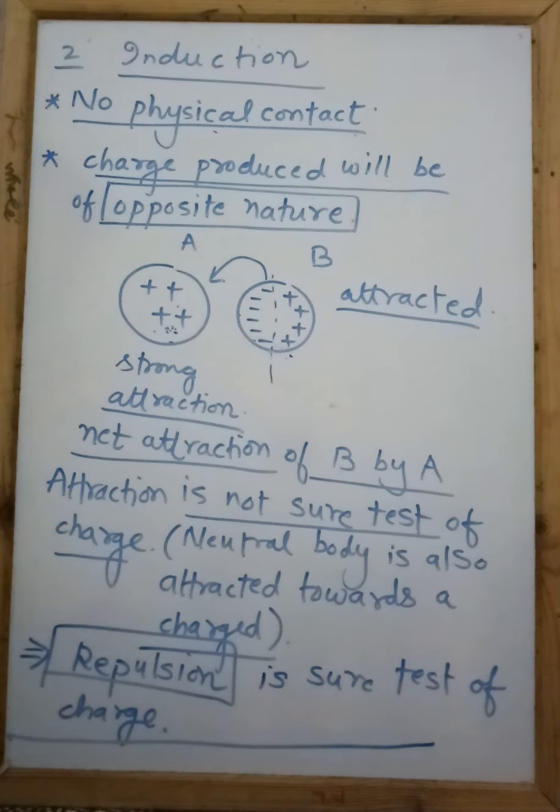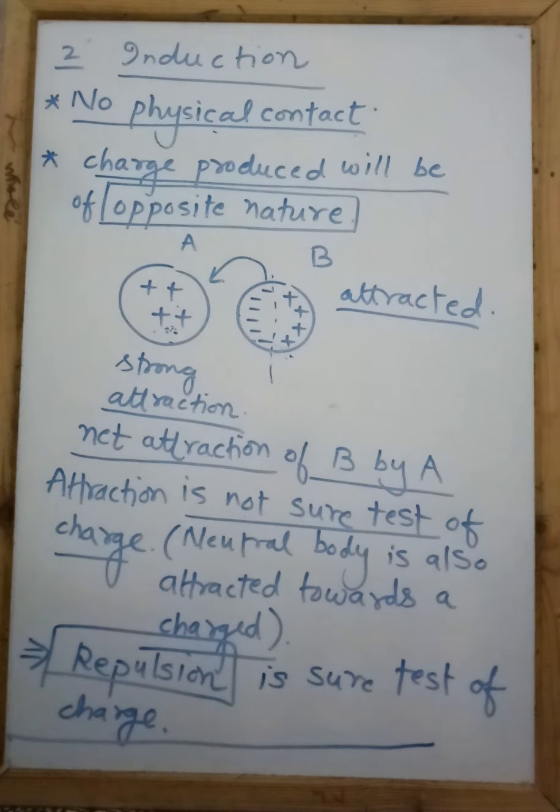So I hope you are clear with the two important methods of charging. Number one is conduction. In conduction, the charge is induced due to physical contact between the two spheres. The charge produced will be of the same nature. In case of induction, there is no physical contact, and the charge produced will be of the opposite nature. If A is a positive sphere, it will induce a negative charge on B. If A is a negative sphere, it will induce a positive charge on B.